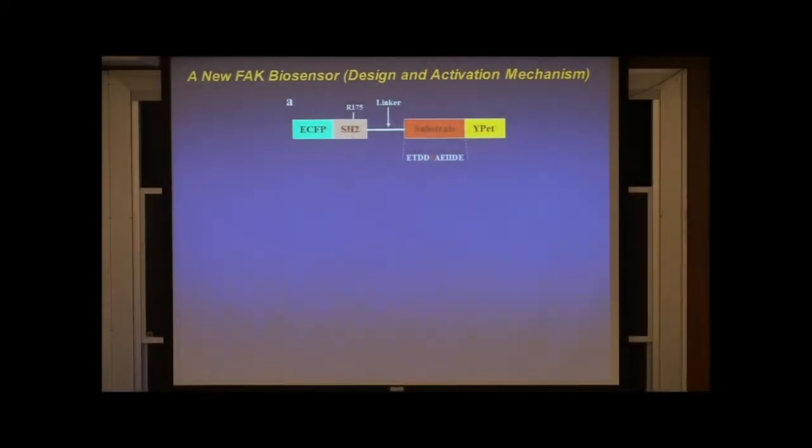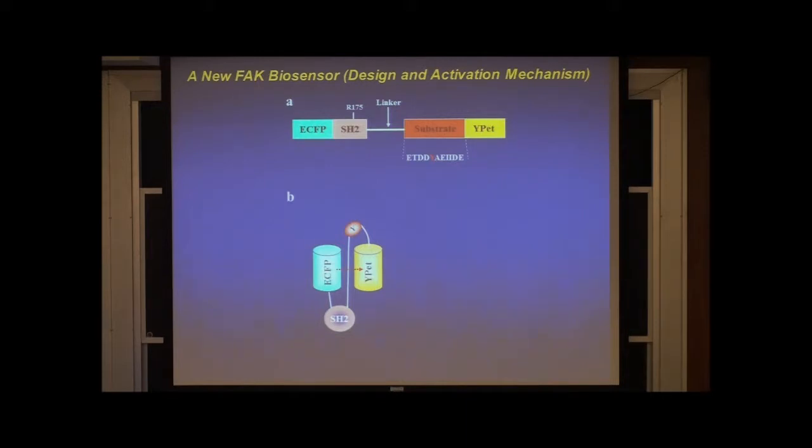We have an SH2 domain from Src and a substrate sequence connected by a linker. Okay? And these were further connected by a donor on the left and an acceptor on the right. So the idea is when this substrate, tyrosine 397, gets phosphorylated by focal adhesion kinase, it will cause binding to the SH2 domain to cause a FRET change. Okay? This is the cartoon to show the activation mechanism.